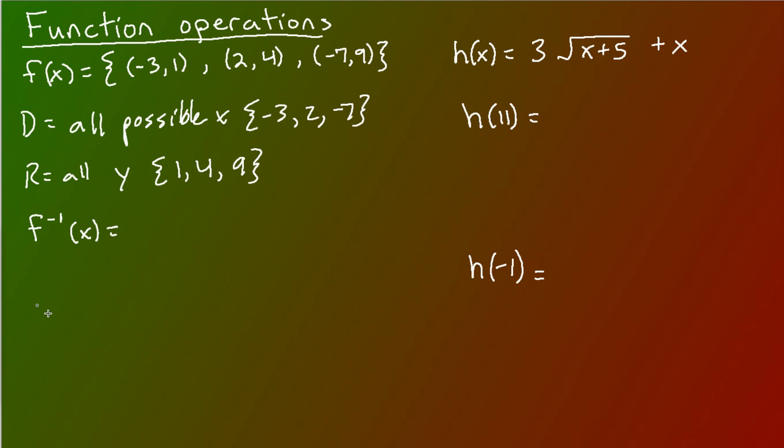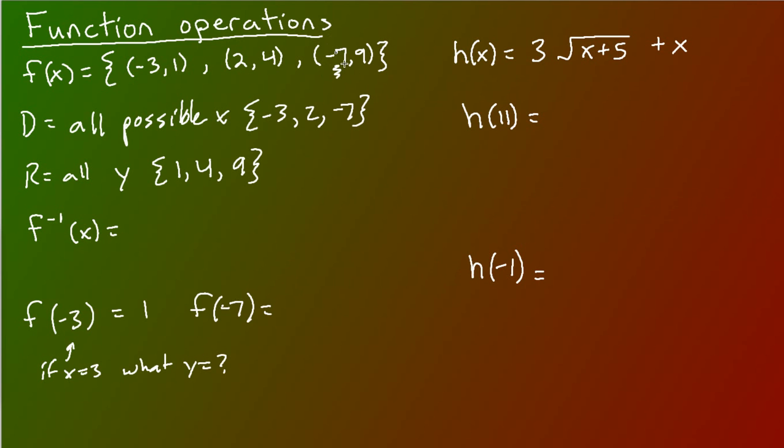So if I took this function and asked, what is f of -3? That means, if x is -3, then what does y equal? In this case, we'd say 1. And if I said, what's f of -7? From my function, when x is -7, then y is 9.